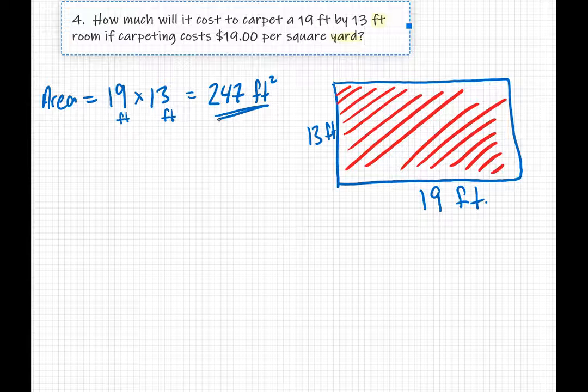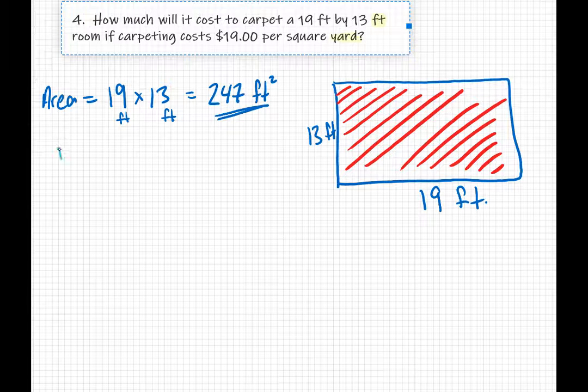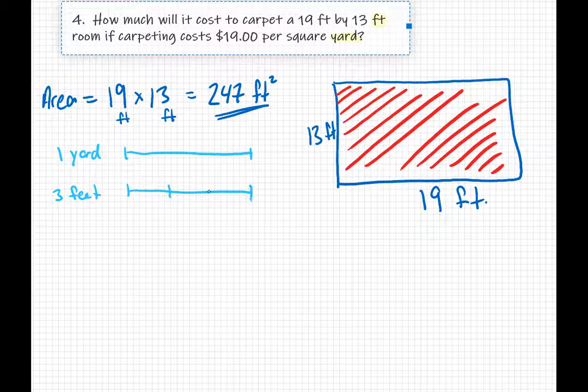All right, well, let's think about this. Let's start with 1 yard. 1 yard is equal to 3 feet. Okay, so 1 yard equals 3 feet, but we're not talking about yards and we're not talking about feet, we're talking about square yards and square feet.